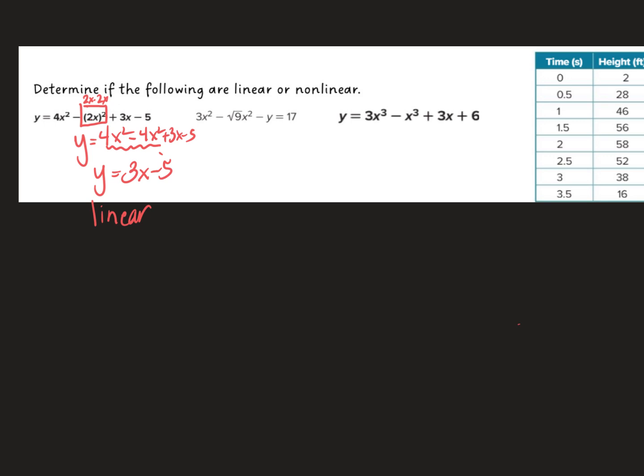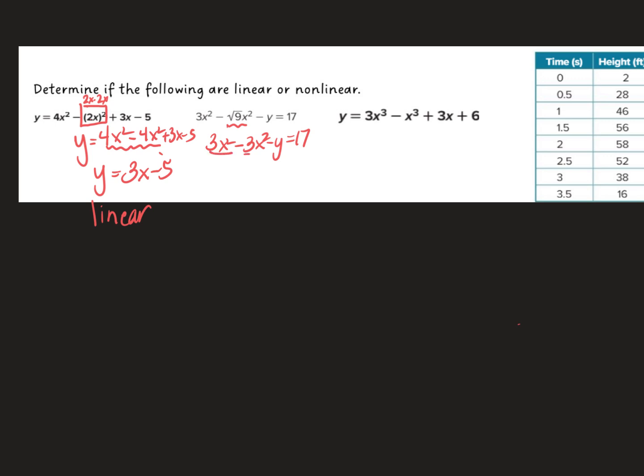The second one, can I simplify there? These two do appear to be like terms. Oh, actually, they are like terms. We can simplify the square root of 9x squared, the square root of 9x squared is 3x, so 3x squared minus 3x squared minus y equals 17.